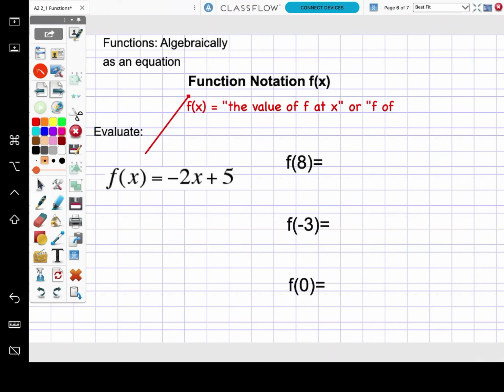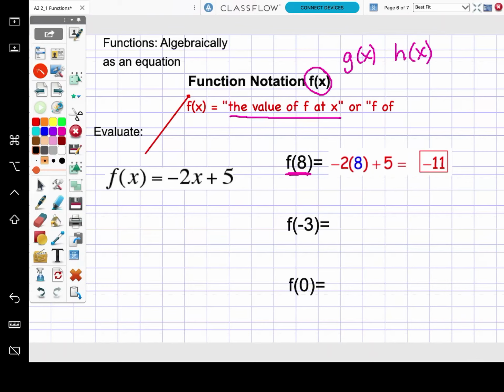So the way we read this is f of x. It's not f times, that's not right. F of x, or you could say the value of f at x, if that's a little confusing. So what it tells us to do when we have f of 8 here is it's telling us that x gets replaced with 8. So we are going to plug in 8 where the x is into my equation. So -2 times 8 plus 5. Then I use PEMDAS, and I find that f of 8 is equal to -11.